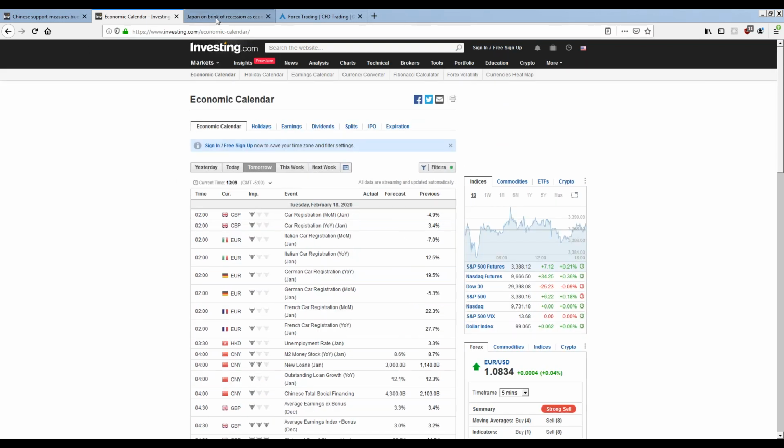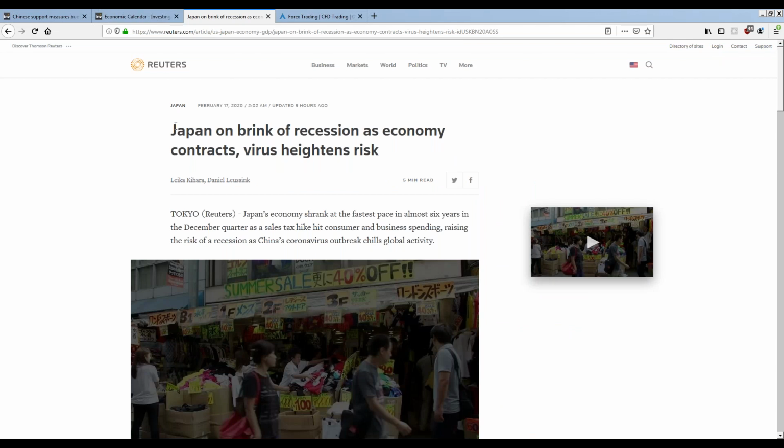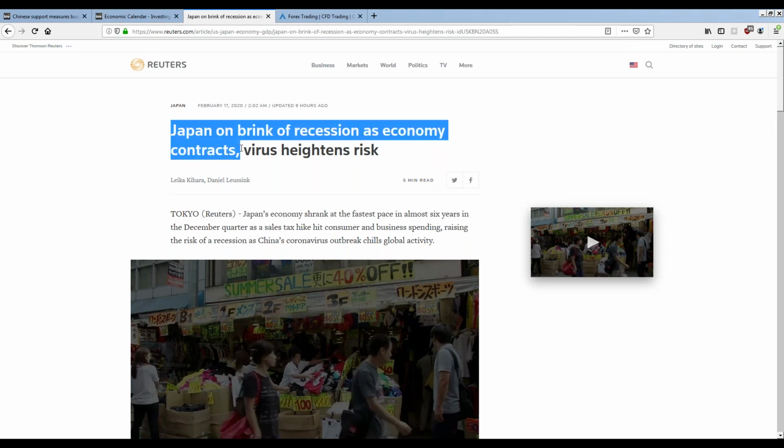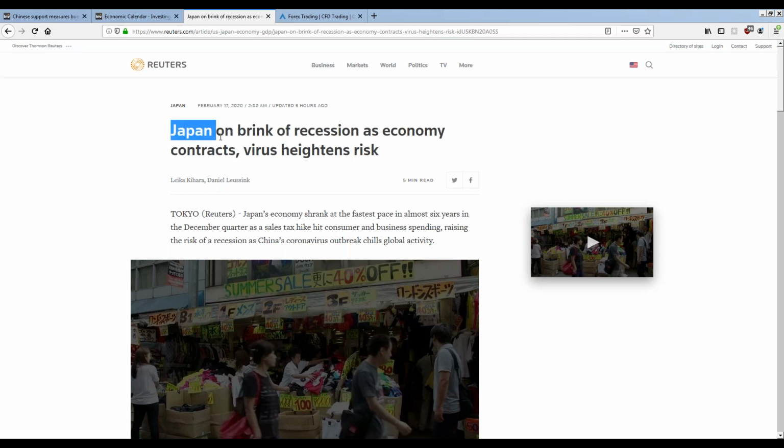And so then we can look at some other things that happened. Kind of bad news for Japan, okay? That's not a good headline. Japan on brink of recession as economy contracts, virus heightens risk. They're worried there could be some outbreak in China, and they're on the brink of a recession, apparently, right? So that probably doesn't do well for the strength of the yen right now. Okay, so those are some things to keep in mind.